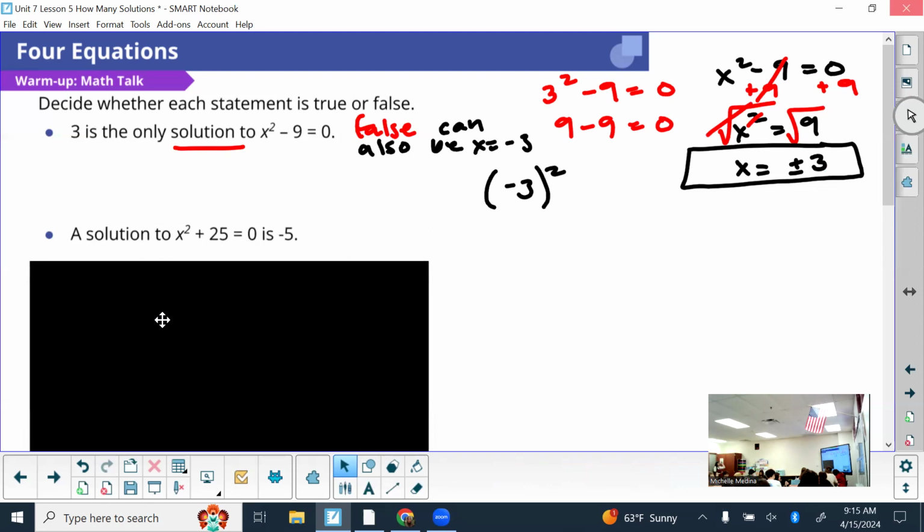So then here's the next one. Put your thumb up when you think you know whether it is true or false. A solution to x squared plus 25 equals 0 is -5. Thumb up when you think you know whether that's true or false.